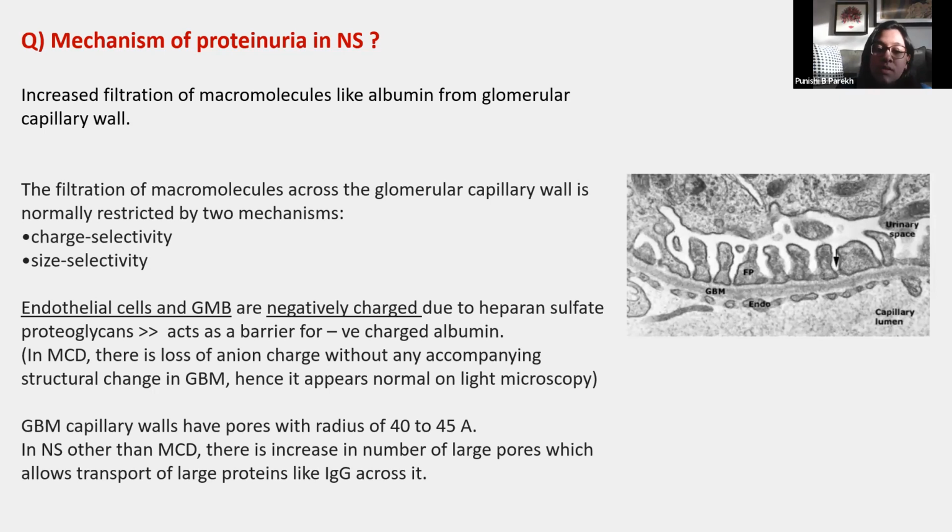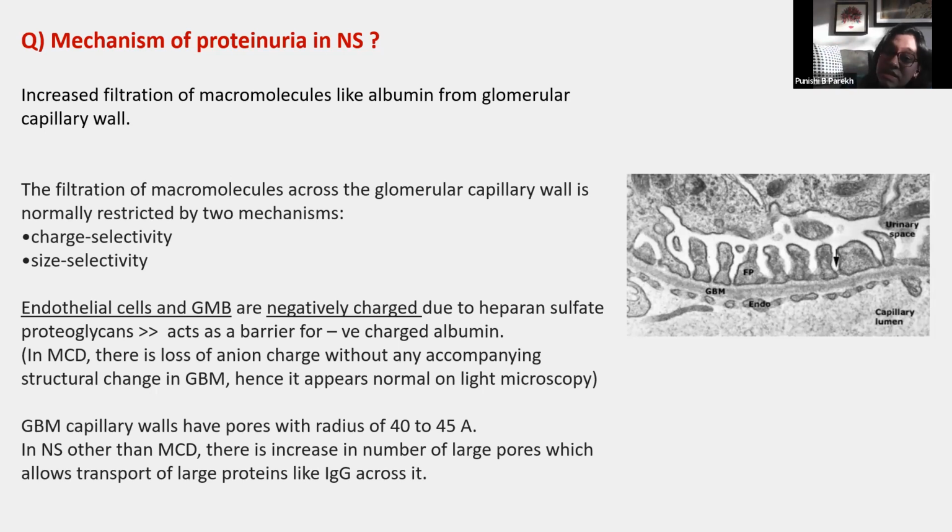So what happens in the normal scenario is that the endothelial cells and the glomerular basement membrane both are negatively charged. They're negatively charged because they have certain compounds called heparan sulfate, which is charged, as a result of which it acts as a barrier for the negatively charged albumin. So the GBM and the endothelium are negatively charged because of these proteoglycans, and they don't allow albumin, which is also negatively charged, to travel across them to be excreted in the urine.